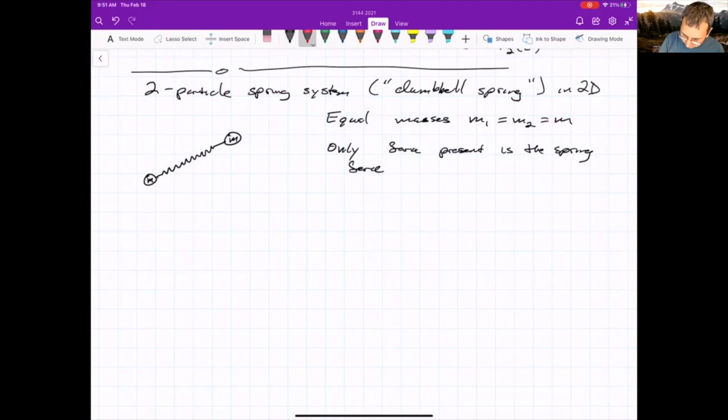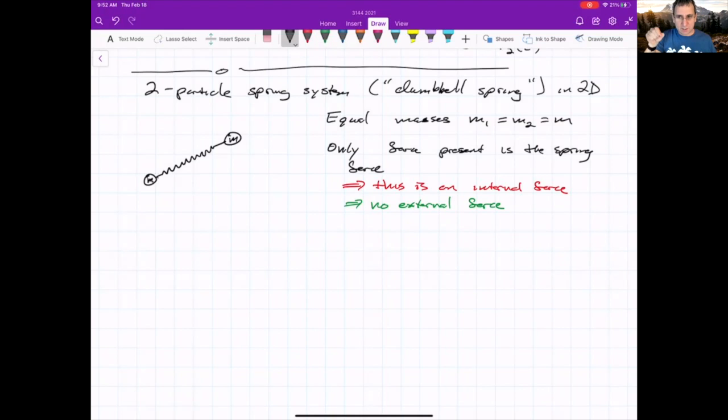So then from that, we can conclude something. This is an internal force, right? It doesn't come from outside the system. It's the influence of each particle on the other. So there's no external force. That means that the motion of the center of mass will not be interesting. The interesting stuff is the relative motion. So we'll focus on the relative motion.